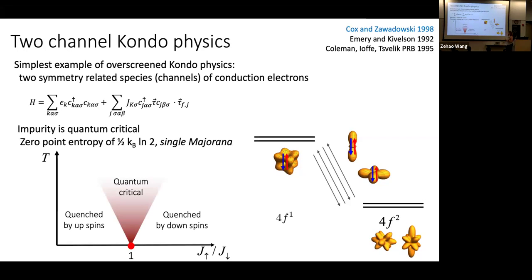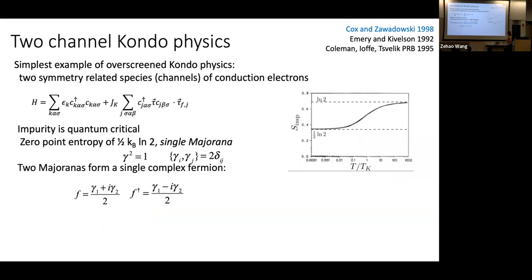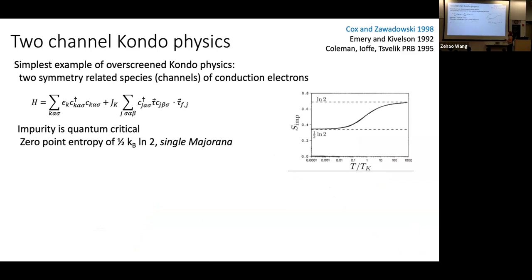One of the biggest signatures of this criticality is that it has a zero-point entropy, which is allowed because it's an impurity. And this is 1/2 log 2. And this corresponds to a single Majorana fermion located at the impurity site. We'll talk about where this comes from in a second. I just want to remind you, Majoranas are real fermions. If you take two Majoranas, you can use them to form a single complex fermion, or you take linear combinations of F's to get Majorana fermions.